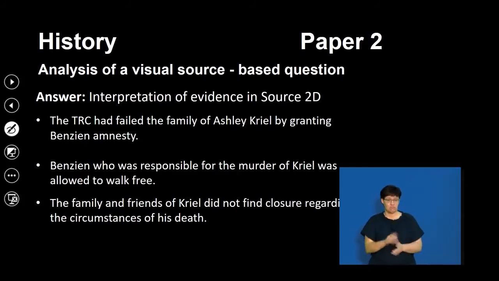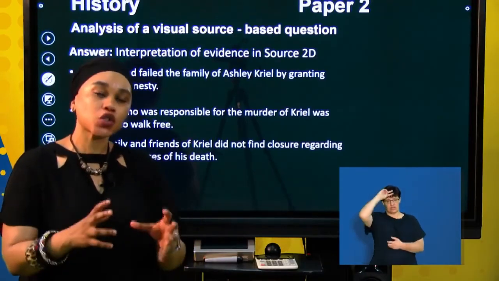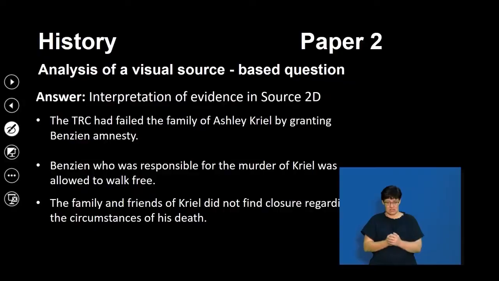So you can say that the words meant that the TRC had failed the family of Ashley Krill by granting Benzien amnesty. Benzien, who was responsible for the murder of Krill, was allowed to walk free. The family and friends of Krill did not find closure regarding the circumstances of his death. So again, you can see that that is your own interpretation and analysis of that visual source. If you look at these possible responses, they are not found in the visual. However, you are reading into it. That is very important to be able to do as a history student.